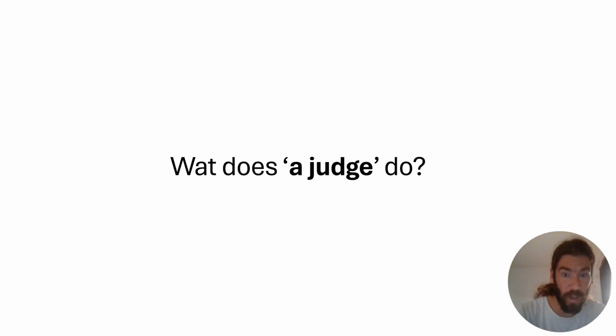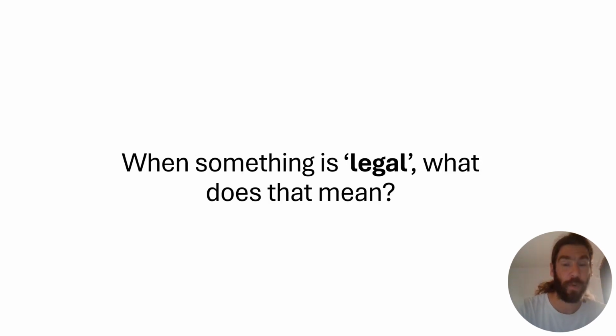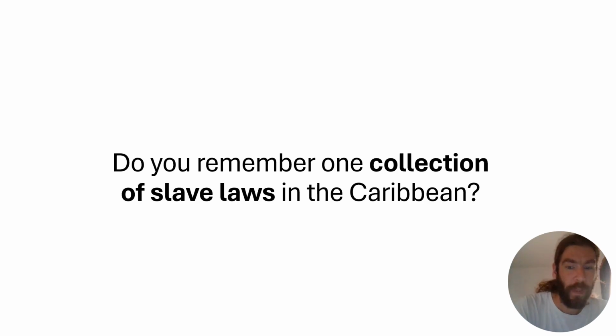A judge knows the law. A judge listens to both parties, if there are two parties, listens to the lawyer, looks at the law, and speaks a certain verdict about a case. In this case, a clarification about the status of slavery on British soil in Great Britain. That is what a judge does. And when something is legal, that means it is according to the law. It is written in the law.